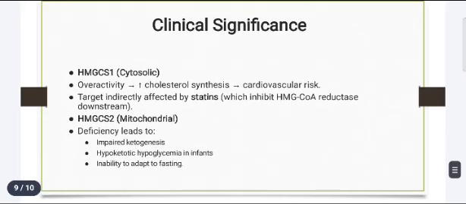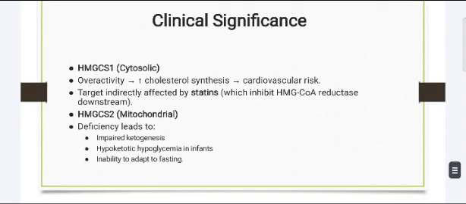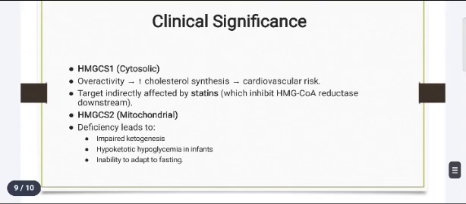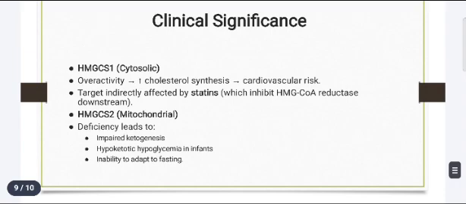Coming to the significance of both the forms, overactivity of the cytosolic form increases cholesterol biosynthesis and leads to cardiovascular risk. It is targeted indirectly by statins, which inhibit HMG CoA reductase, which is downstream in the pathway. When coming to the mitochondrial form, deficiency leads to impaired ketogenesis, hypoglycemia in infants, and inability to adapt to fasting.